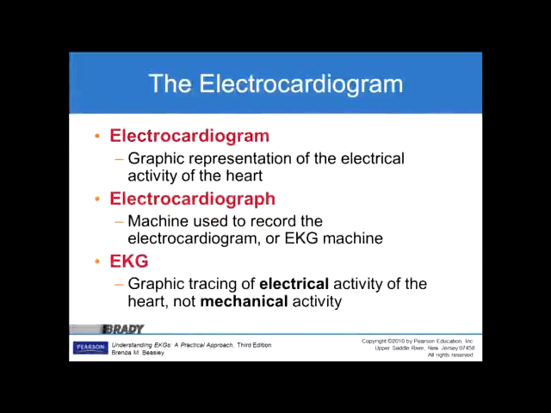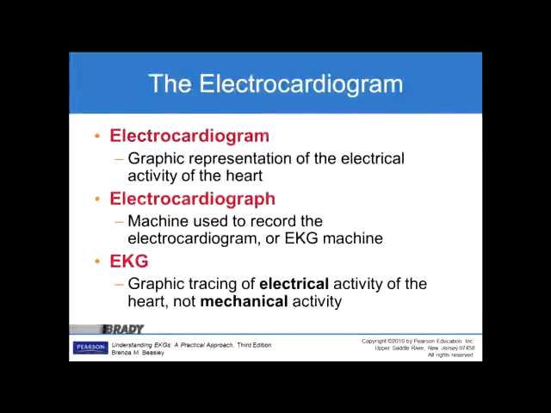The electrocardiogram. An electrocardiogram is a graphic representation of electrical activity of the heart. The electrocardiograph is the machine used to record the electrocardiogram, or EKG machine. And an EKG is a graphic tracing of electrical activity of the heart, not mechanical activity.